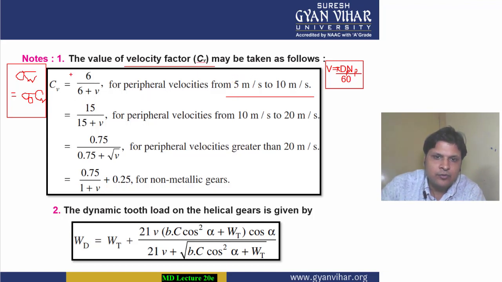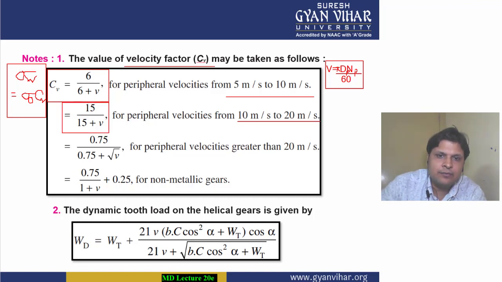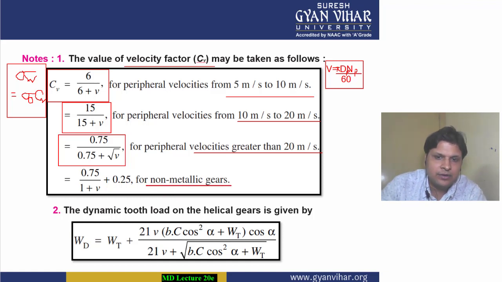10, then the formula for calculating the velocity factor will be 6/(6 + v). Then if the pitch line velocity is between 10 to 20, then the CV formula will be 15/(15 + v). In the same manner, if the velocity is greater than 20 meter per second, then the velocity factor will be 0.75/(0.75 + root v). And if in the question the gear is made of non-metal, means your gear is non-metallic, in that case the value will be different. In that case, you will take this expression for finding the value of CV, velocity factor.